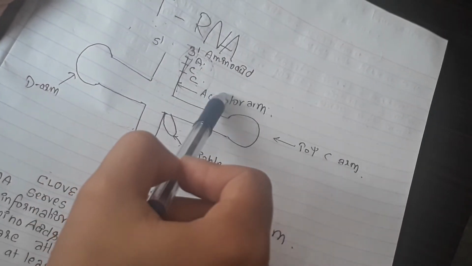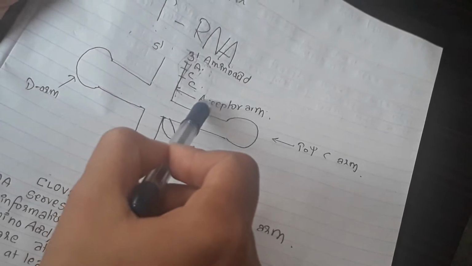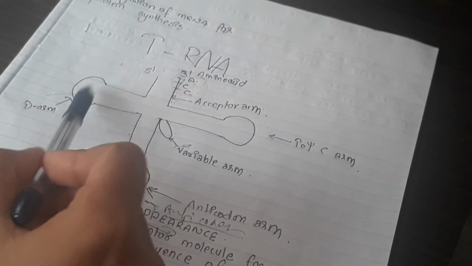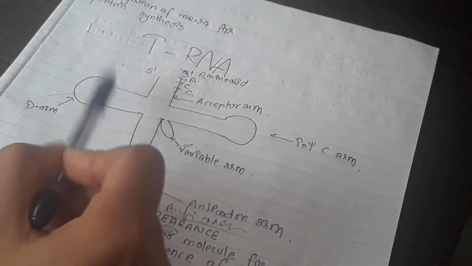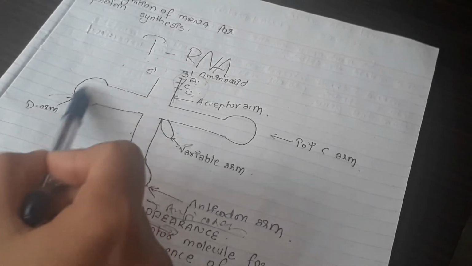The amino acid will be attached here. This is also known as the acceptor arm because the amino acid is attached here. Then the D arm: it is the recognition site for the addition of the amino acids. Dihydrouridine is present here.